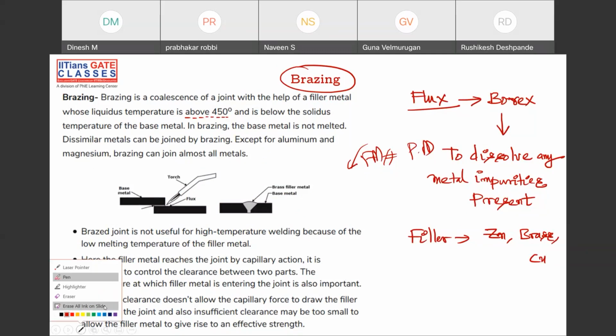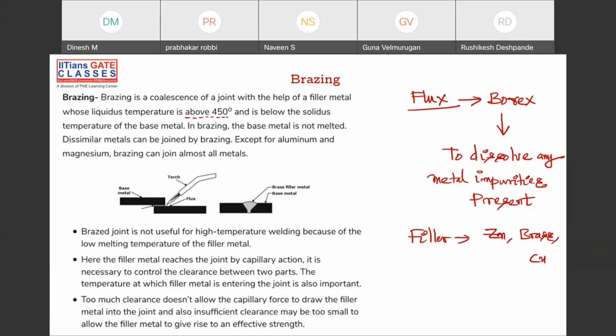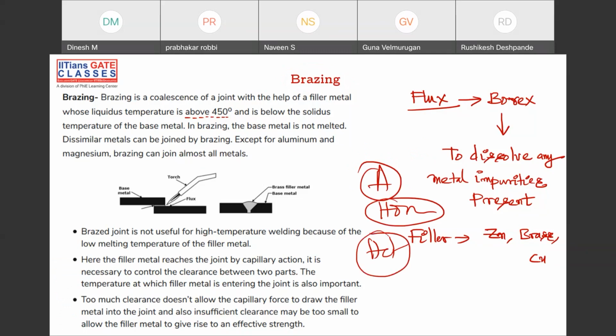If you have seen the classification in the previous slide, you will understand that. We have already discussed autogenous welding, homogeneous welding, and then heterogeneous welding. Autogenous, no filler material. Homogeneous, filler material is used, but filler material and the parent material are same. Heterogeneous welding, filler material is used, but filler material and the parent material are not same.